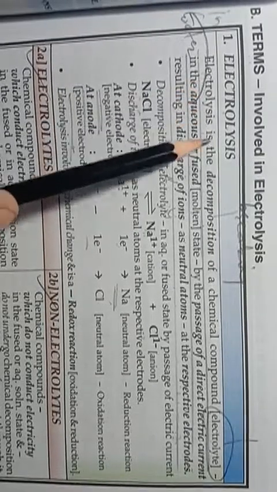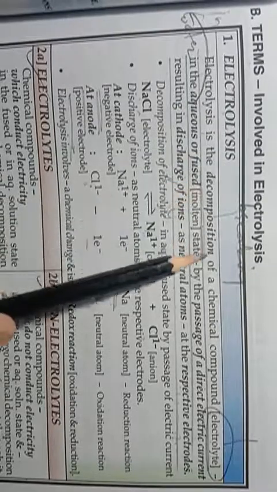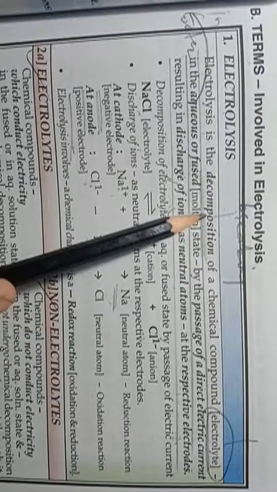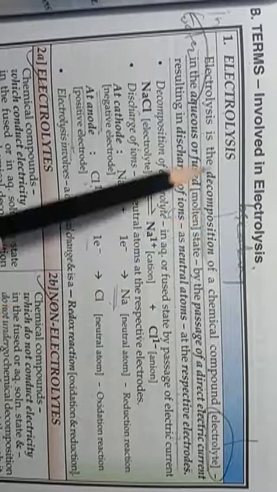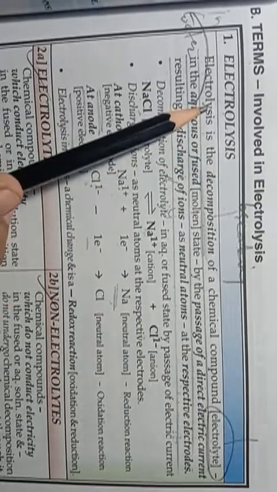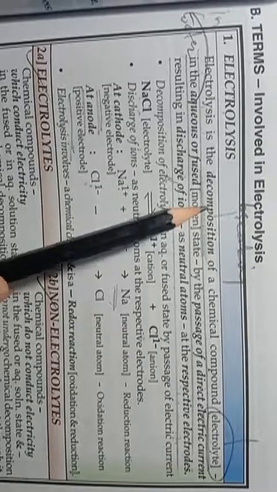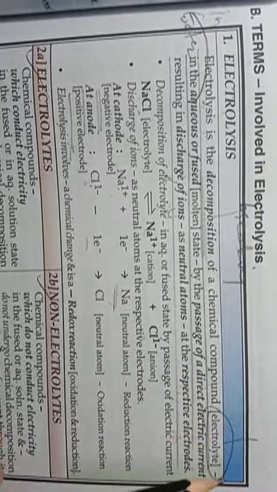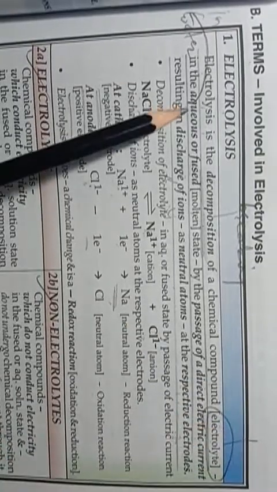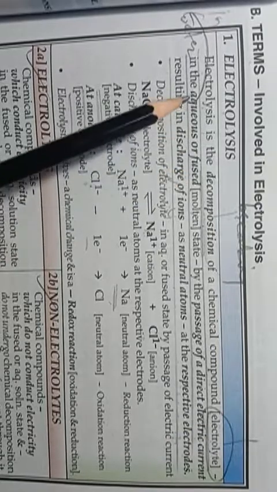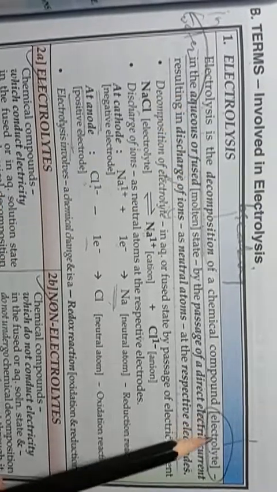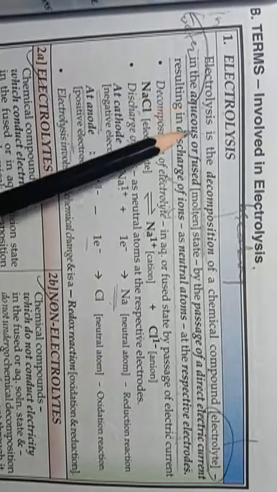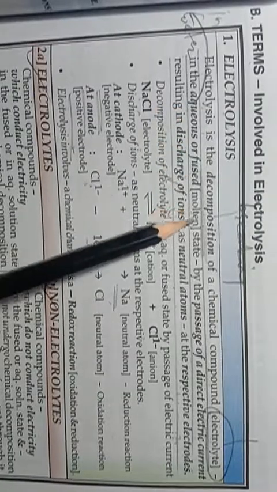So electrolysis is a type of decomposition reaction. The breaking of a compound in the presence of electricity is known as electrolysis. That chemical compound should be an electrolyte or ionic compound in aqueous or fused state. Keep this in your mind: electrolytes pass electricity through them only in aqueous or fused, molten state.